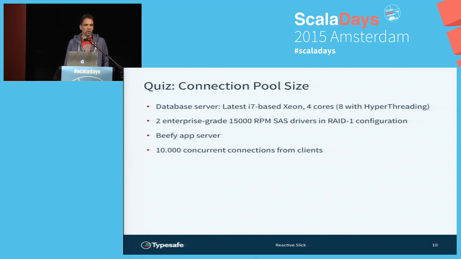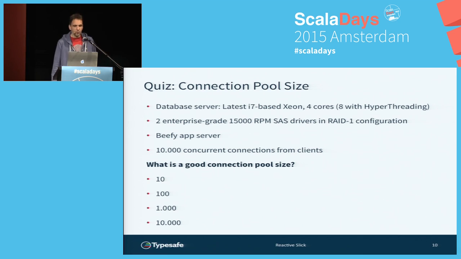How big should your connection pool be? Should it be 10, 100, 1,000, or 10,000 connections? Let me see a show of hands. Who thinks 10? A few people. Okay, 100. A lot more. 1,000. Oh, a bit less. And 10,000? I see at least 2 guys there.